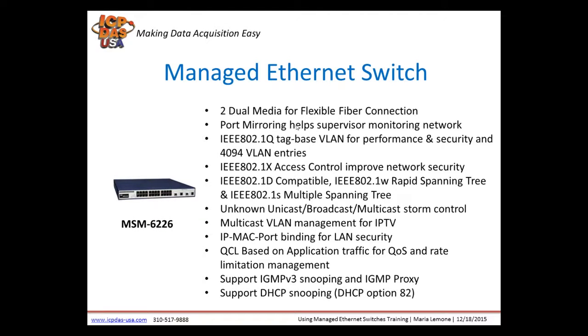The MSM6226 is a managed Ethernet switch. It has 24 fast Ethernet ports and 2 gigabit fiber ports. It can also be managed over the serial port via direct connection or through the Ethernet port via Telnet or web page interface. It also has the SNMP agent and the same type of features as the previous fiber switch. It also has an IGMP snooping capability with intelligent software for monitoring applications.